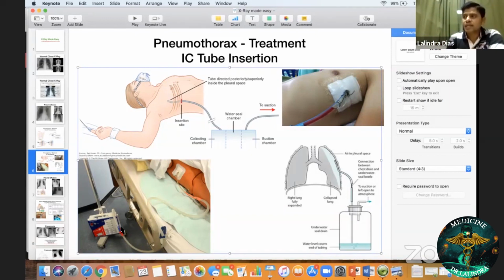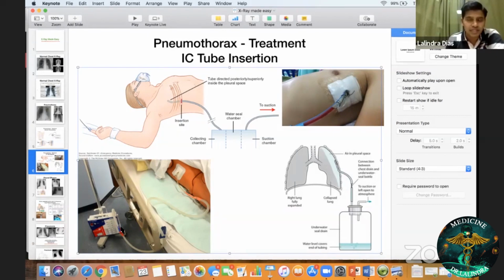You also can get medical conditions leading to pneumothorax. What are they? If you have bronchial asthma or COPD, they have what are called bulla, large air-filled spaces. They can rupture, and when they rupture, that air will leak into the pleural space, and that can cause pneumothorax. So bronchial asthma patients and COPD patients are prone to get pneumothorax. Not only that, certain connective tissue diseases have a high risk of getting pneumothorax.